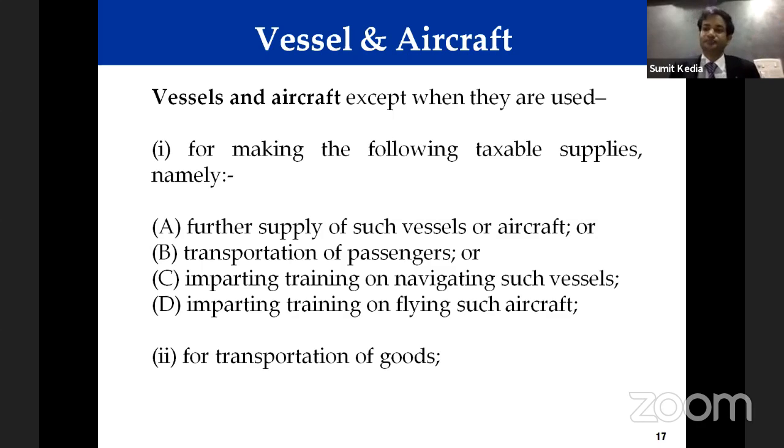One question: let's say a big corporate, a big MNC, purchases an aircraft for their own use, for the management that travels from one place to another. Will the company be able to claim credit on this aircraft? The answer is no, because only if it is for the above purposes will ITC be allowed, in my opinion.